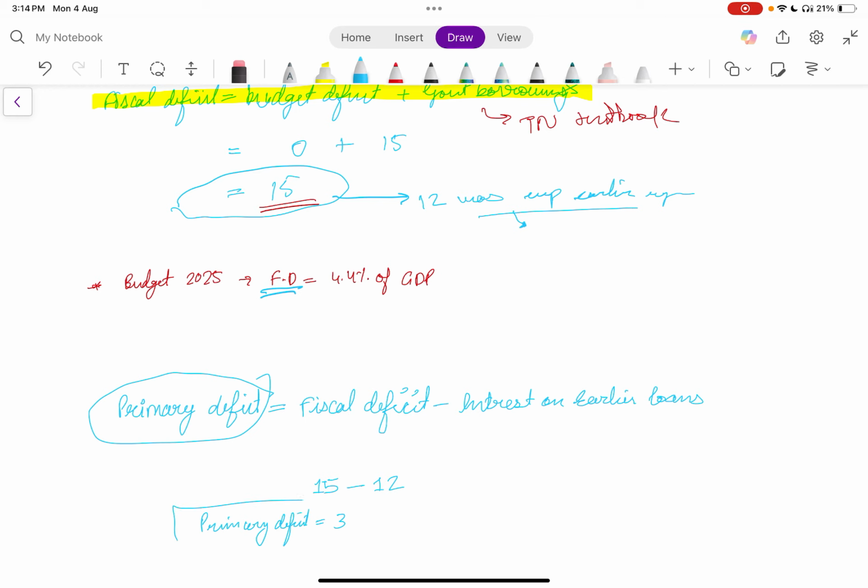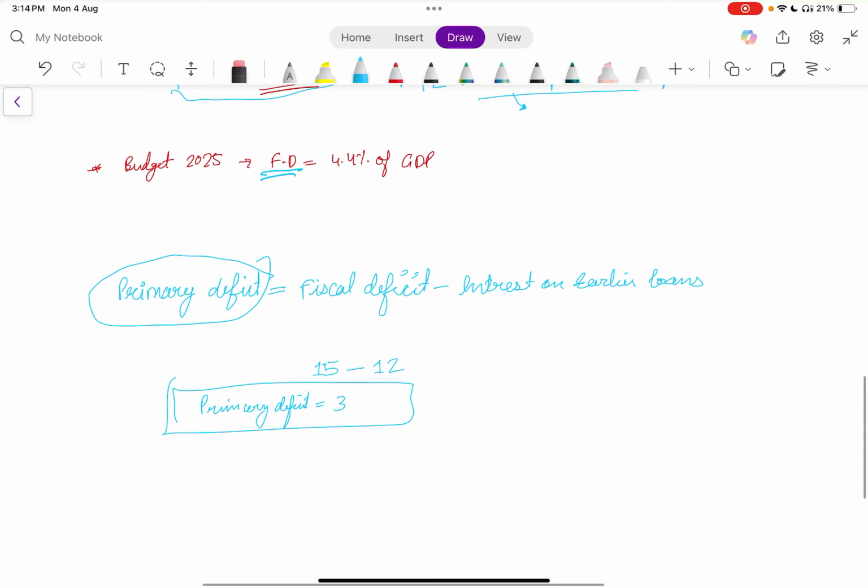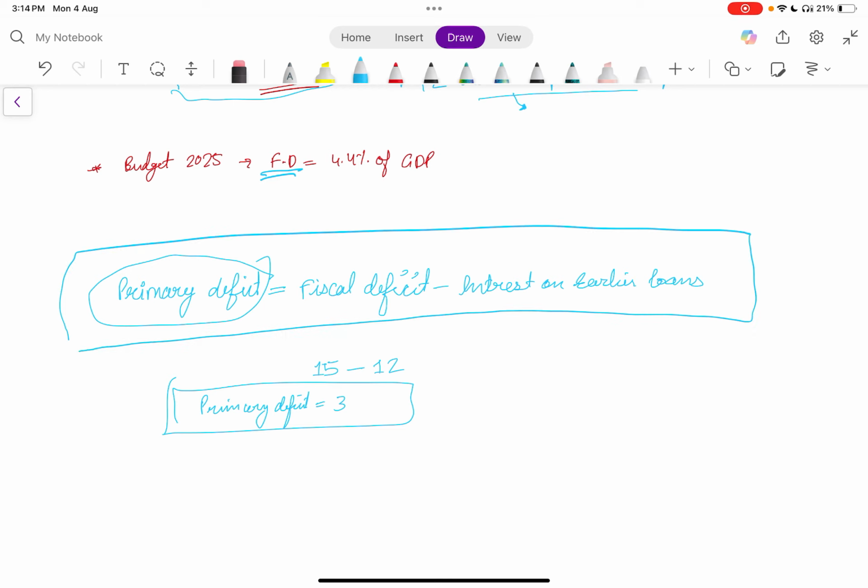So it is kind of cleaning their image. This is the concept of primary deficit. We will minus the interest on earlier loans from the fiscal deficit, and this will be our primary deficit.